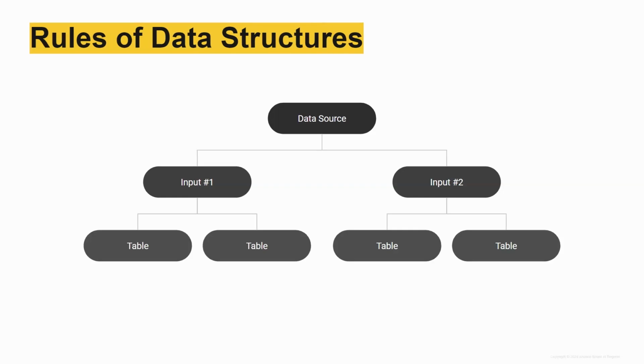The rules of our data structures: our data source has multiple inputs. Those inputs might have multiple tables. Those tables might have multiple tables. But these are our rules. These are our cars on the freeway, our commute. But what is it really like? We're actually going to go through a complex system right now. We're heading over to somewhere, and we've checked Google Maps, so let's go.